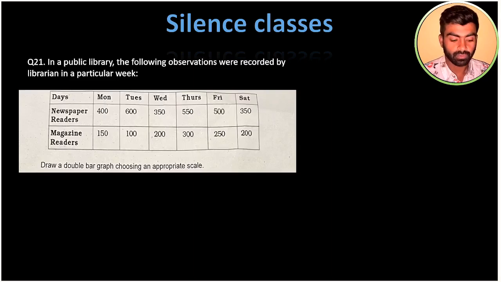Now let's do question number 21. In a public library, the following observations were recorded by the librarian in a particular week. Means this is the data which is given to us. Draw a double bar diagram. We have to make a double bar graph.